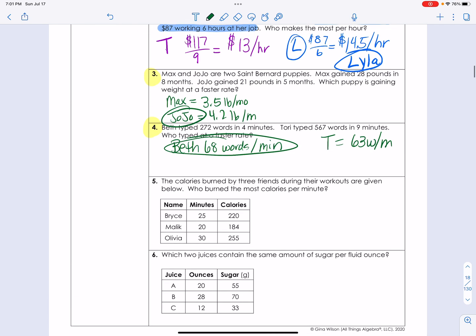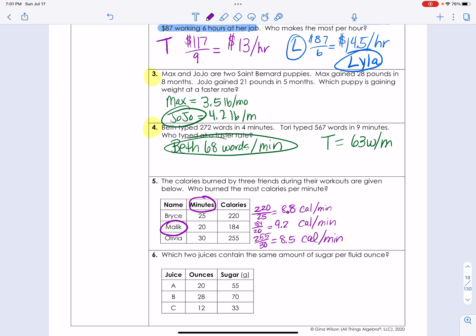Okay, so if we take a look at number 5, now you're doing more than one. So you're doing, I would do calories per minute. I would put calories on the top and the minutes on the bottom. Otherwise, you're going to get a weird decimal. So 220 divided by 25 ends up being 8.8. Okay, 184 divided by 20 ends up being 9.2. And this is calories per minute. And then 255 divided by 30 ends up being 8.5 calories per minute. Who burned the most per minute? Malik did. Okay. All right.